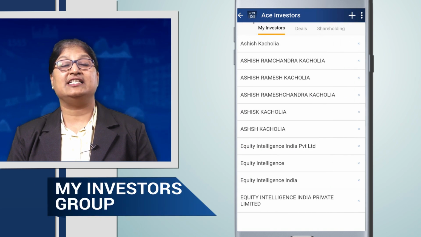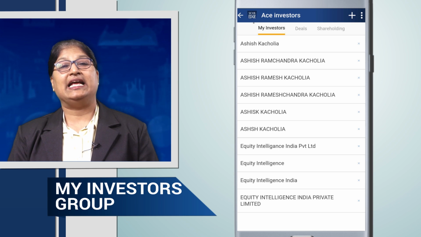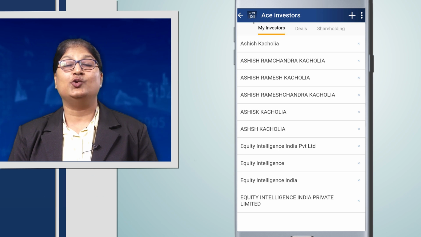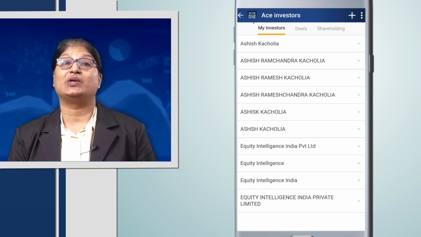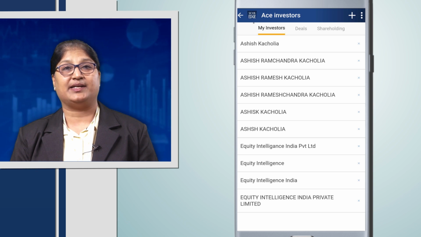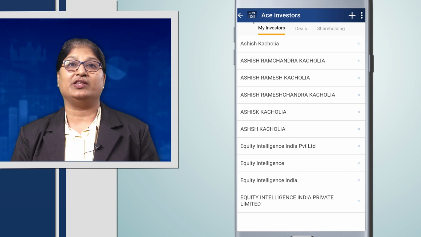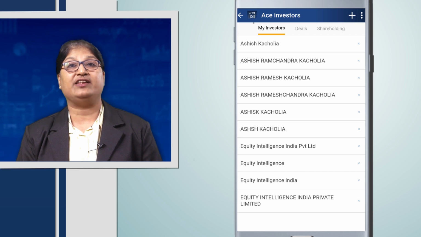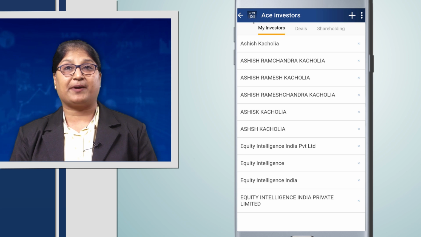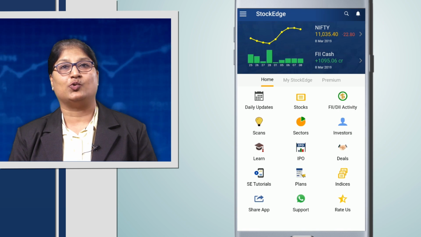Third strategy is My Investors Group. Under My Investor Group, you can create your own investor group. Then with the add button, you can add 50 investors at a time in one group by clicking on the star icon. When you click on their names, you can see the various deals done by them and the price at which they bought or sold.